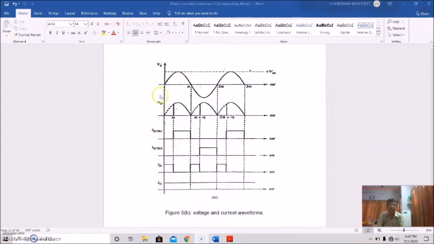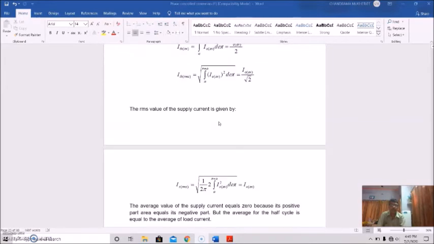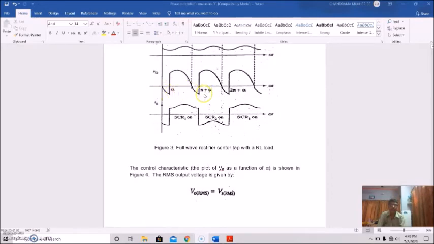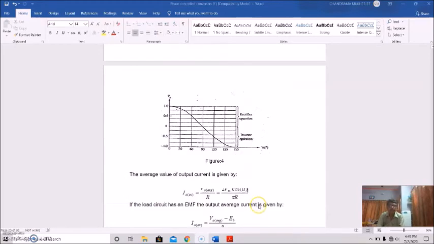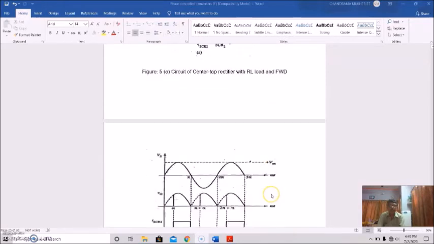Now see, this is your source or supply voltage. This is the output voltage actually. So see the basic difference here. Actually, it was like this. See, this portion is not present due to the presence of the freewheeling diode. So as a result, the profile will be modified like this. Okay, and that is shown here. See the difference.